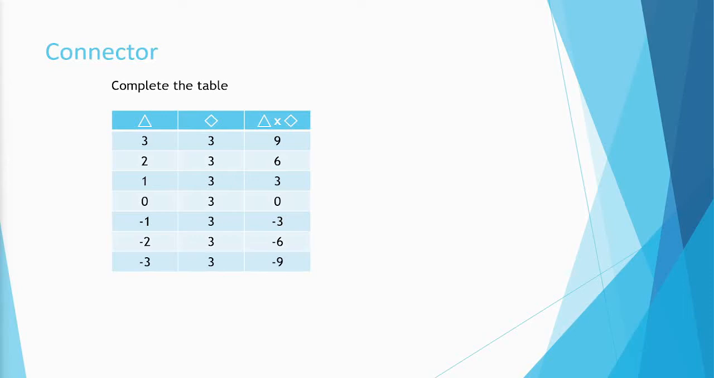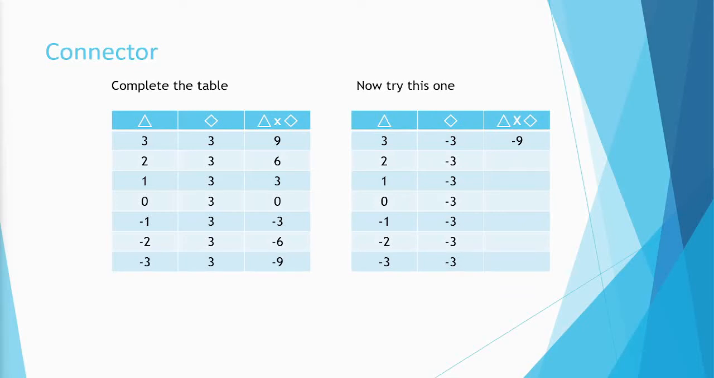So let's try this one. We've got that 3 times -3, and we know that multiplication is commutative, which means that -3 times 3 is the same as 3 times -3. So we've already got that answer in.